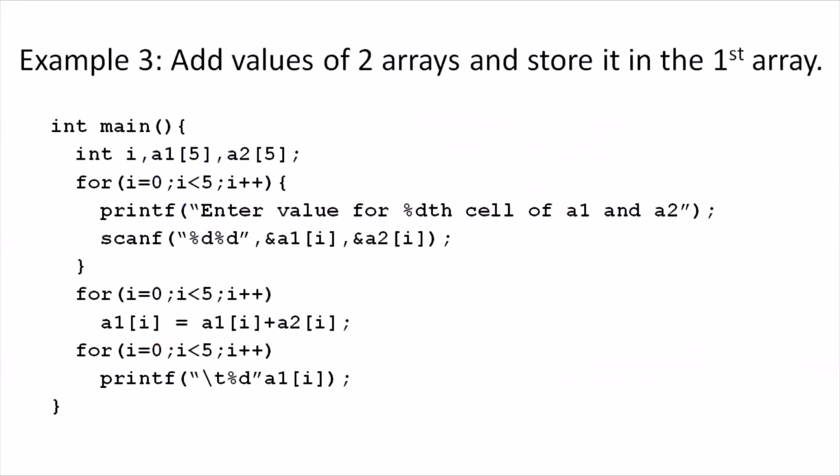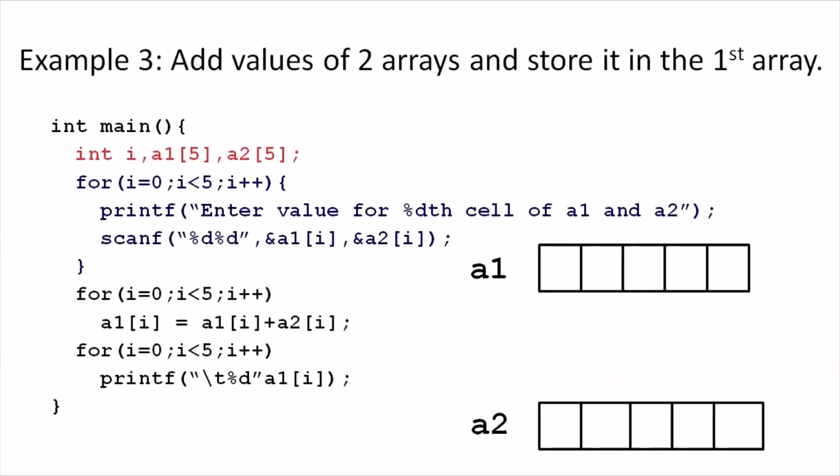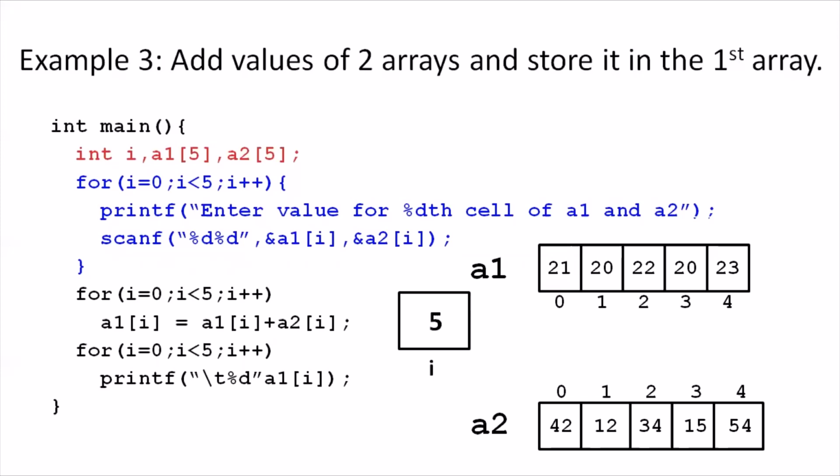Say we want to find the sum of the corresponding elements of two arrays and store the sum in the first array. On executing the first statement, that is int I, a1[5], a2[5], two 5-celled integer arrays are created by the names a1 and a2 along with the integer I. Now, on executing the first loop, we can store data in both the arrays just like we did in our previous example. At the end of the first loop, the variable I is supposed to have value 5. Now, we start executing the second loop.